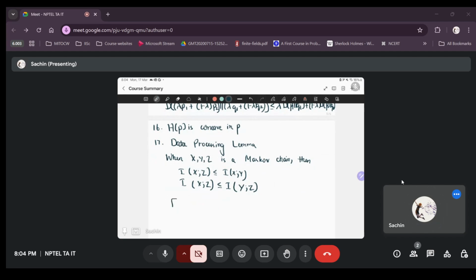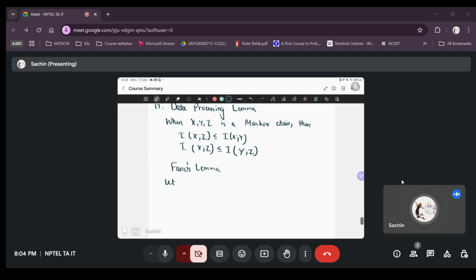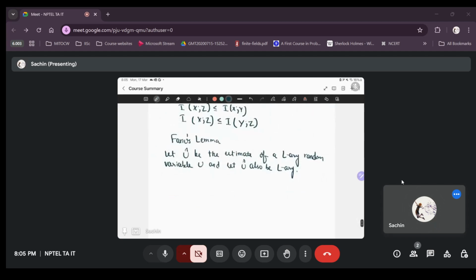Then we have Fano's lemma. It says let U hat be the estimate of a random variable U, and let U hat also be of the same alphabet, if P is defined as the probability of U hat not equal to U. That is the probability of the set of all outcomes such that U hat of the outcome, any outcome in that set, is not equal to U of that outcome.